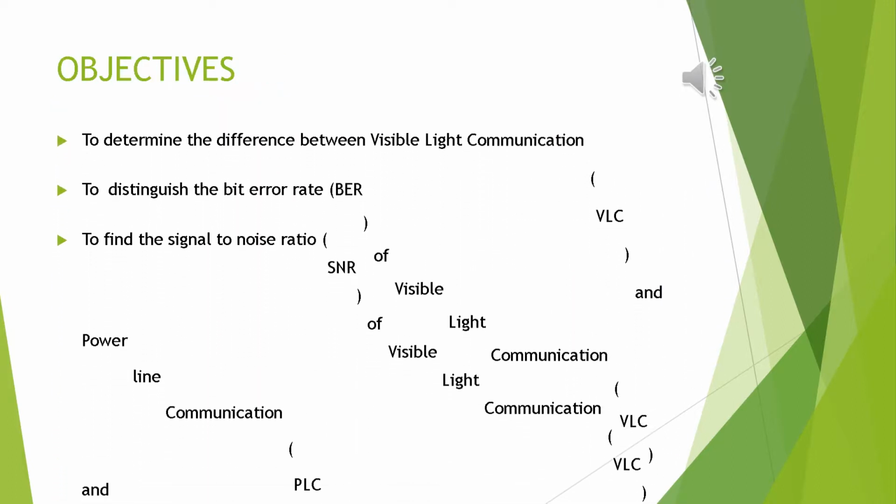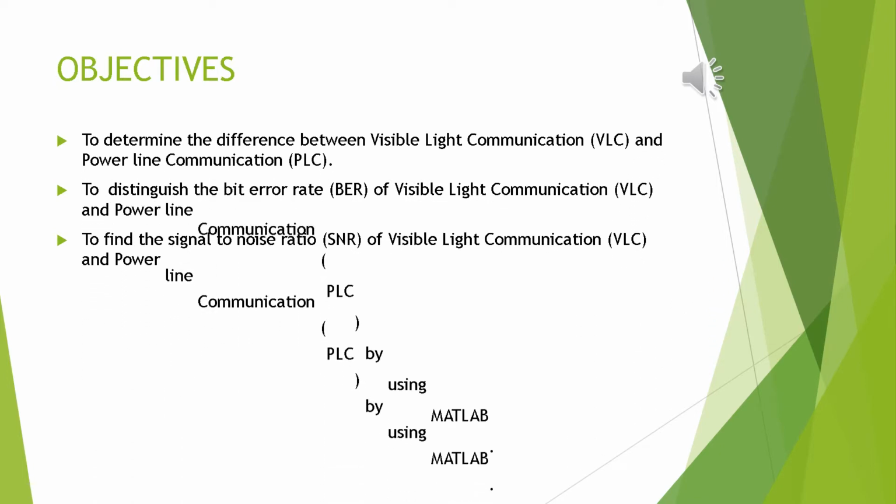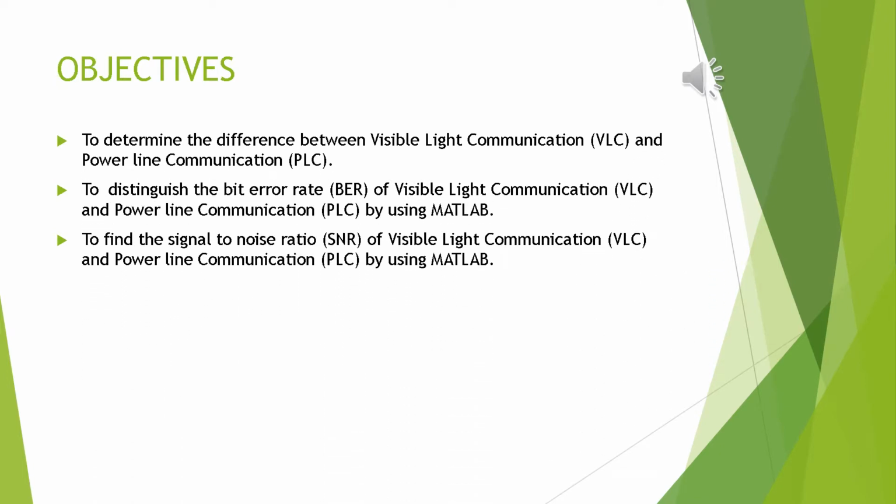Objective. There are three objectives for this project. The first one is to determine the difference between visible light communication, VLC, and powerline communication, PLC. Second, to distinguish the bit error rate of VLC and PLC by using MATLAB. Lastly, to find the signal to noise ratio, SNR, of VLC and PLC by using MATLAB.